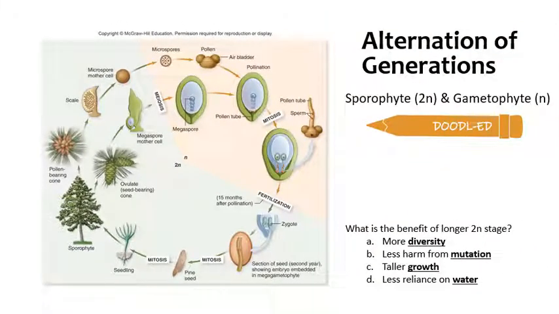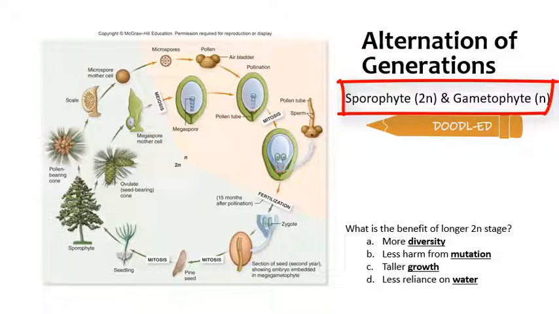Every life cycle we've drawn includes a sporophyte, a spore-producing form of the plant, and a gametophyte, a gamete-producing form of the plant. The sporophytes have 2 copies of each chromosome. This is called 2N. It results when a sperm with 1 complete set of chromosomes joins with an egg with another complete set of chromosomes. The gametophyte generation only has 1 set of chromosomes, or 1N.